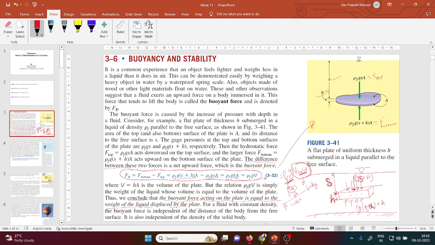Sometimes people forget the concept, but you should always remember: if you put some solid body in the water, what will happen? Your body will take up some space, and how much space it takes is equal to the volume of the body. That is how you can remember these things. So the buoyant force acting on a plate is equal to the weight of liquid displaced by the plate, or by the solid body, you can say.